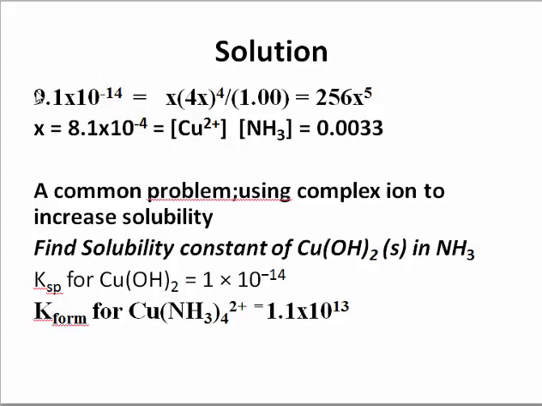Then that calculation gives, when we solve for X, 9.1 times 10 to the negative 14 is X times 4X to the 4th power over 1, or 256 times X to the 5th. Solving for that gives X is 8.1 times 10 to the negative 4.